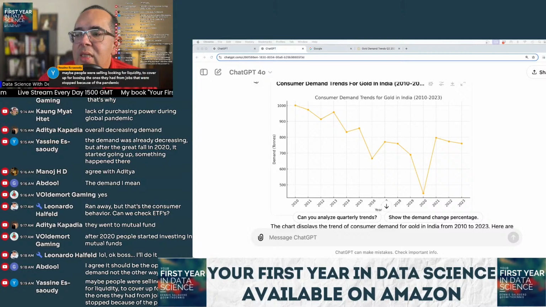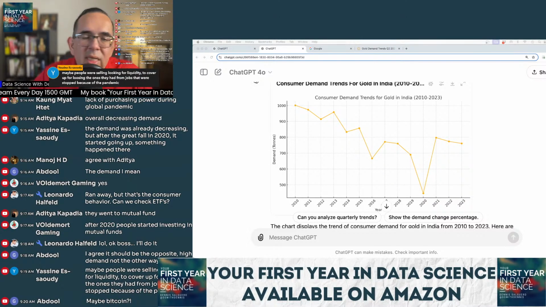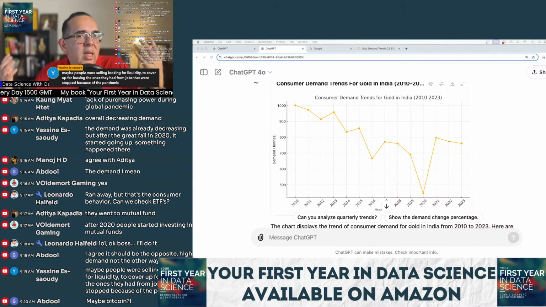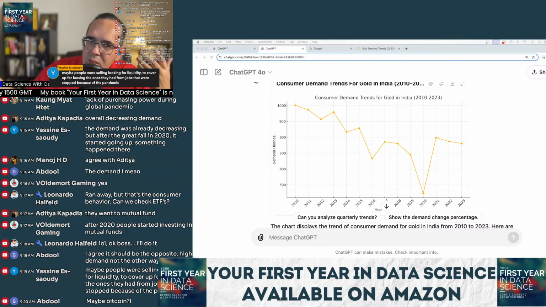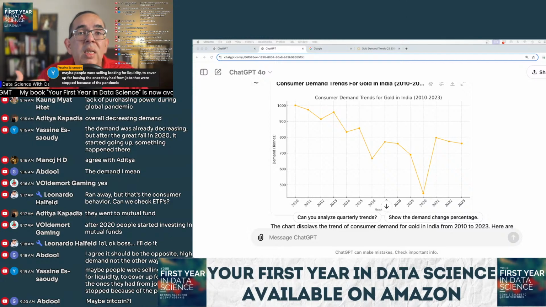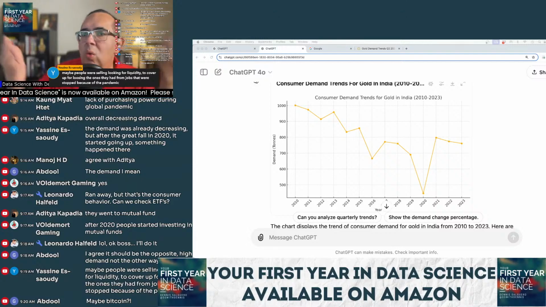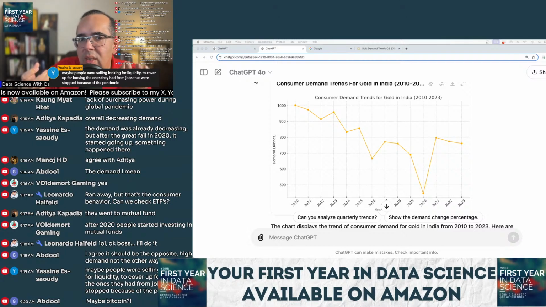Yassine says maybe people were selling, looking for liquidity to cover for losing their jobs. That's what I'm saying, Yassine. I'm saying they went to cash, right? Because you're right, maybe they had more expenses. Maybe people lost their jobs. I know that in places like India and other developing countries, people work non-traditional jobs. Maybe you worked in the street, like a street stall or something, that now you couldn't work, right? So you had to go to cash. You didn't have other inflows. So maybe you cashed in your gold. You sold your gold jewelry, right?